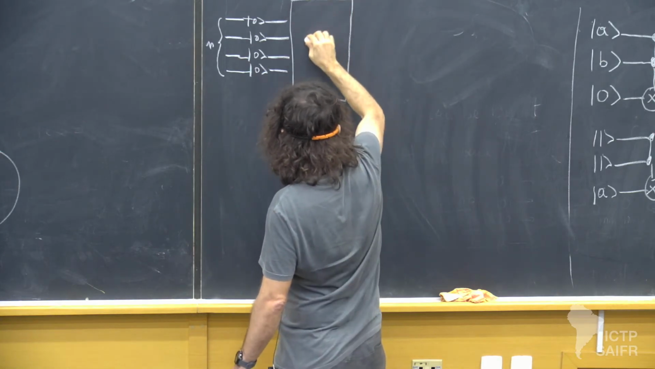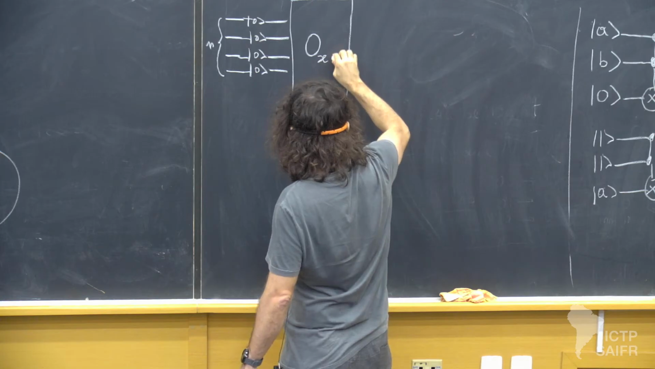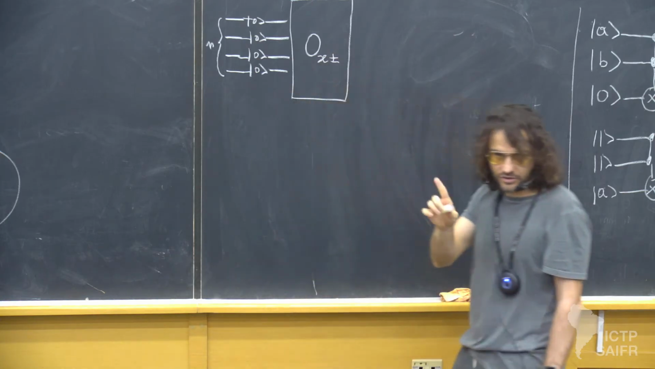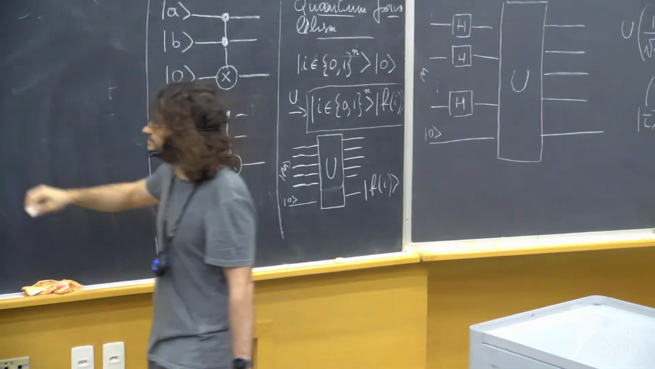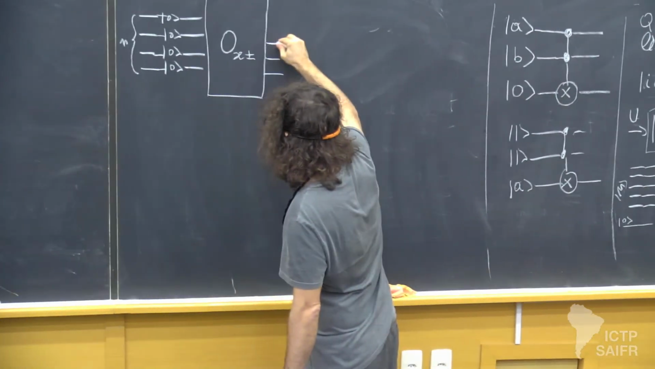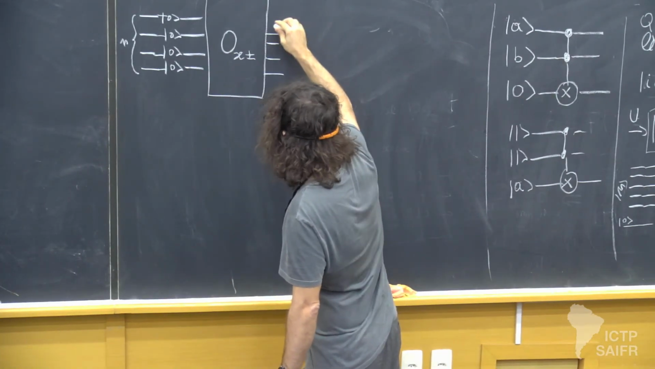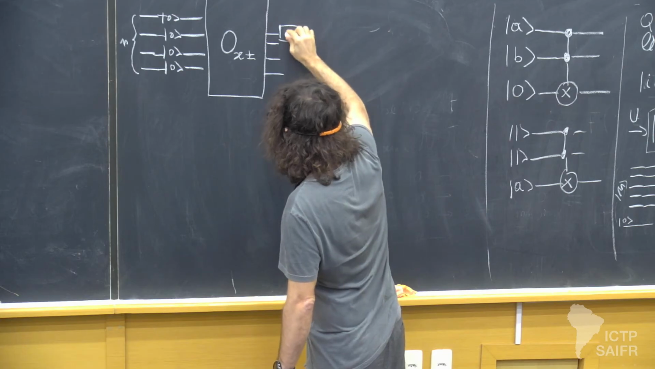Then we apply a single O_x plus minus. So I apply a single query to the oracle. Then I exit again with my n qubits. And I put another Hadamard everywhere.